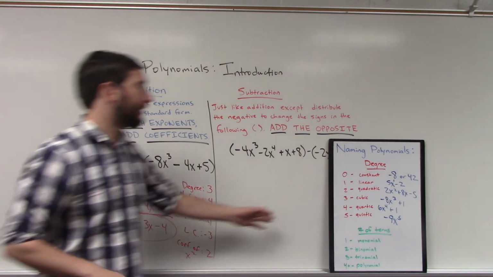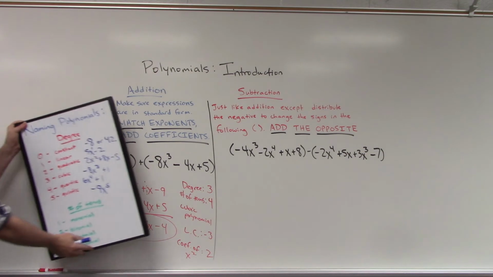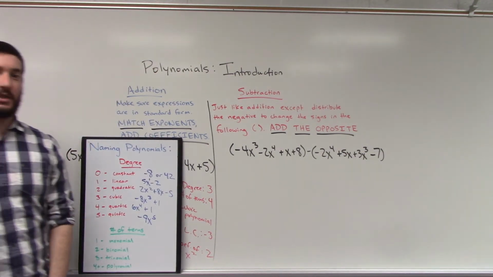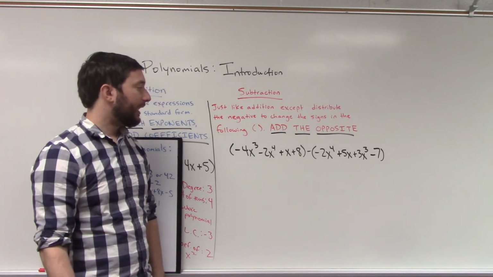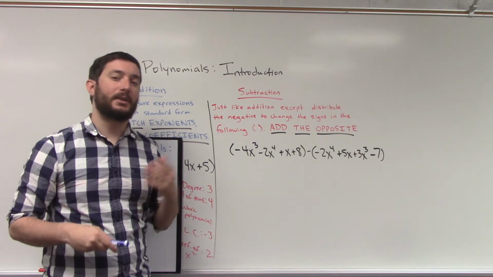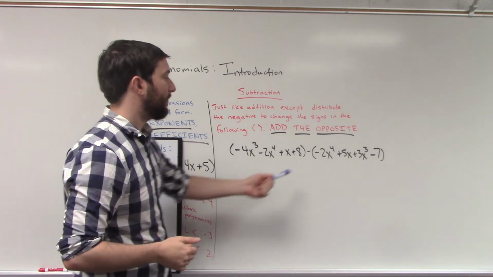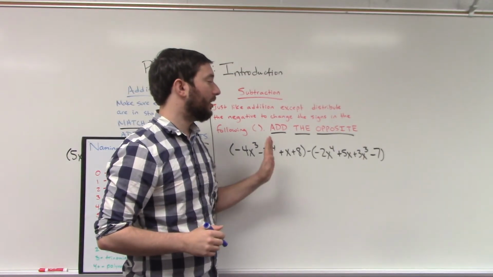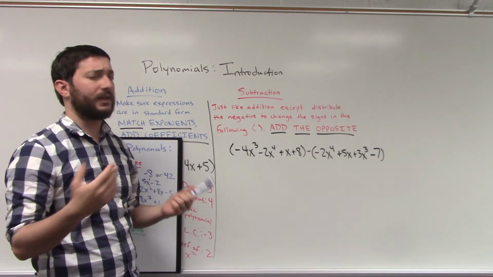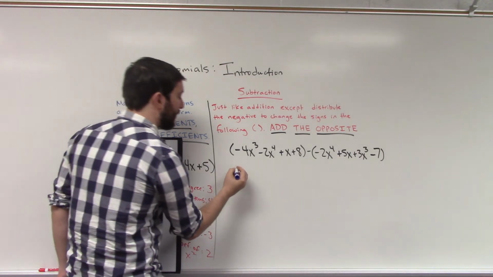And that leaves us with subtraction. So subtraction and addition are very similar. One difference here, and that difference will be the very beginning: we're going to add by the opposite. We're going to distribute a negative. Basically, we're going to take that negative sign, change it to positive, and all of the signs in our parentheses following that negative will change. This is very similar to how we subtracted complex numbers in our first unit. Same principle here.